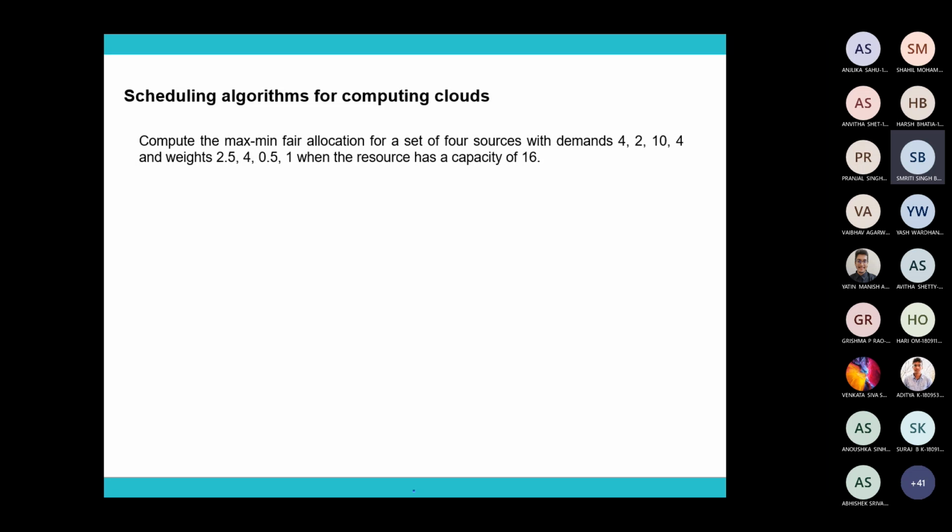So this is once again the same procedure. Since here there is a fraction, maybe 2.5, 0.5, you can either normalize it, or you can do it without normalizing. Let me write the same thing here. The requested resource is 4, 2, 10, and 4. And the weightage given is 2.5, 4, 0.5, and 1, and the total capacity is 16.